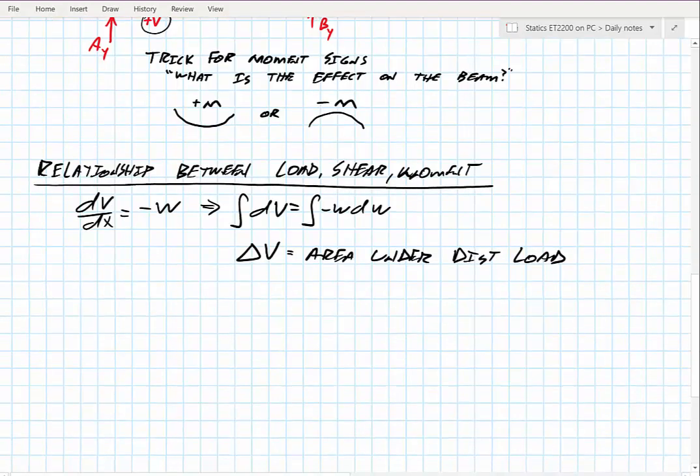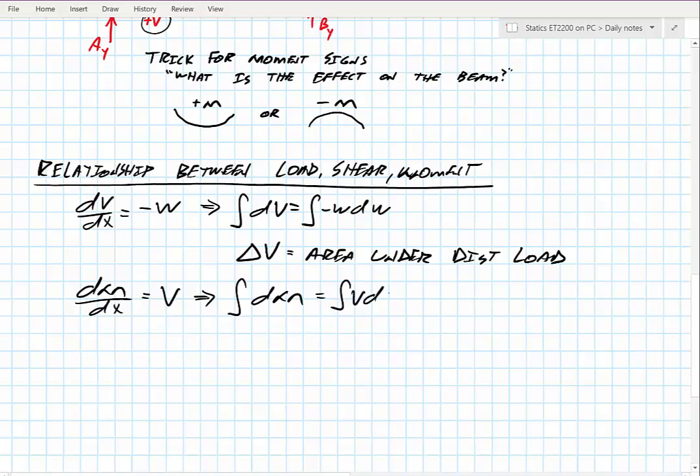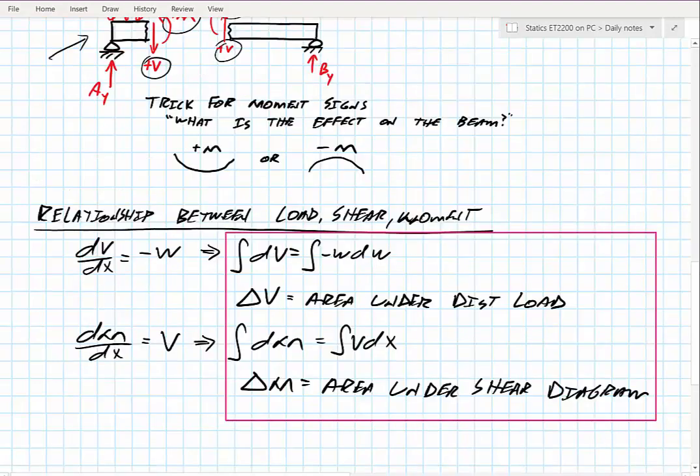And the other equation that we're going to be deriving from is the fact that we know our change in the moment with respect to x is equal to our shear. Same idea, can rearrange this, and I end up with the integral of the change in moment is equal to the integral of V, my shear, with respect to x. So what that tells us is that the change in my moment is equal to the area under my shear diagram. If we look the other way too, we can see these relationships between slope, shear, and also the slope of our shear, and what that looks like for our load.